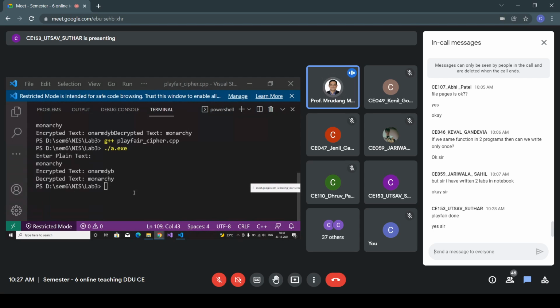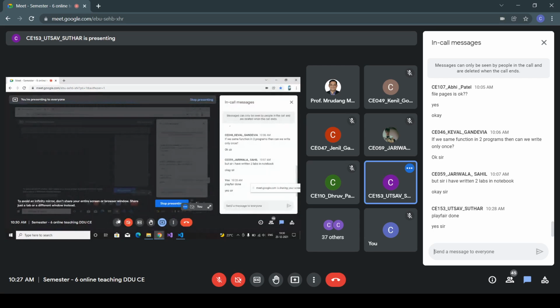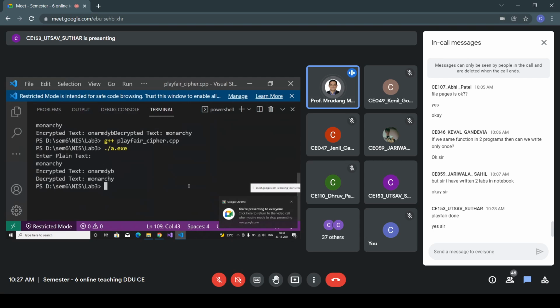Utsav, you can use your mic. Hello? So, am I audible? What are you saying? Am I audible, sir? Yes, yes, you are audible now. Yes, sir. So what is the key and what is the plain text? Sir, plain text is monarchy. And key? Key is also monarchy. 5 cross 5 matrix.